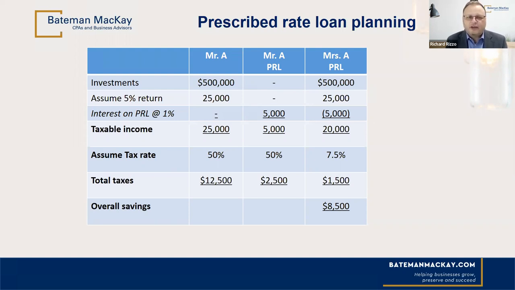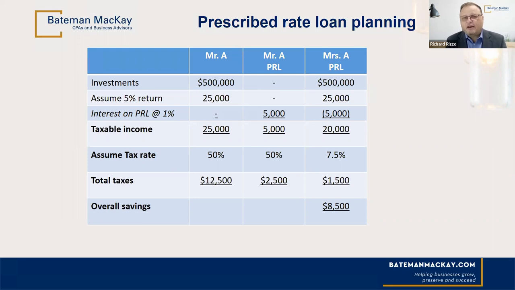So now we have taxable income, still 25,000, but it's split 5 to Mr. A, 20 to Mrs. A. So on the 5,000, Mr. A will pay 50%, 2,500 bucks. But Mrs. A, because she has no other income, on 20,000, she will only pay 7.5%. So that's 1,500 bucks. So by doing this, the overall savings is 8,500 bucks.